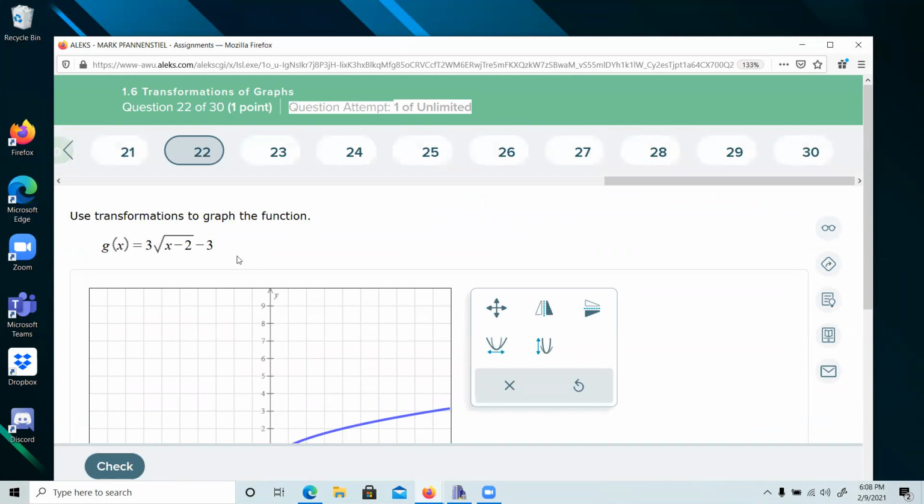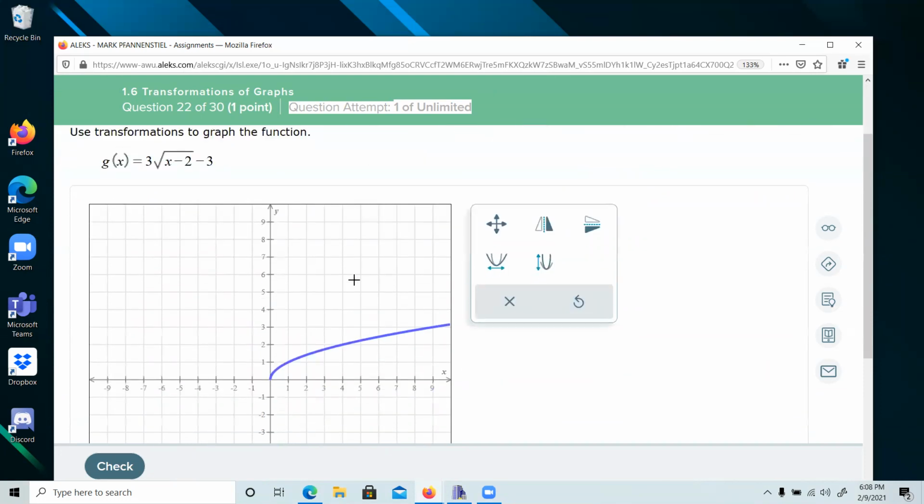Okay. Again, transformations to deal with this function. So we've got a 2, right? That's going off to the right. We got a 3. That's not a compression this time, right? We're stretching it. And then we have this 3 at the end. Vertical translation, right? Minus 3 points. Going to go 3 down.